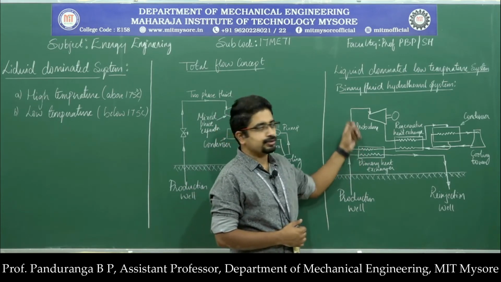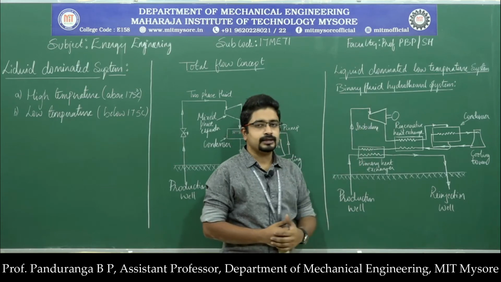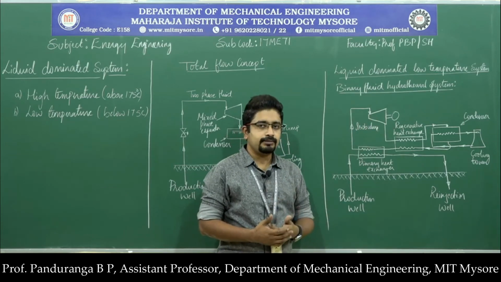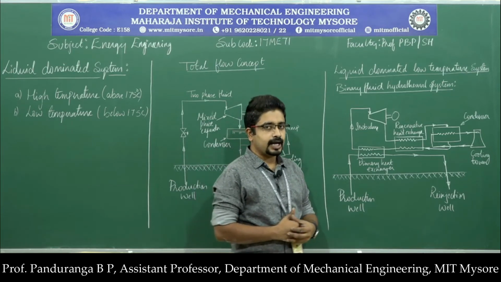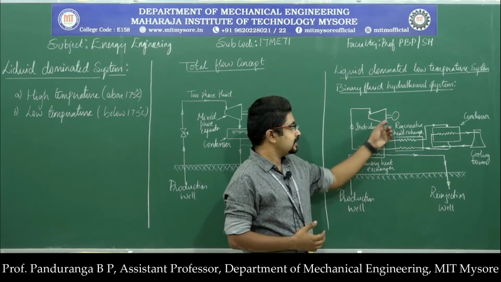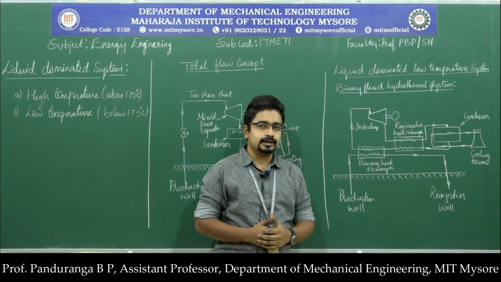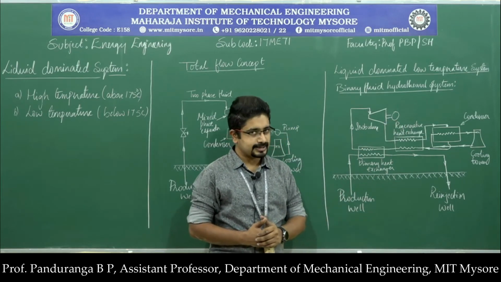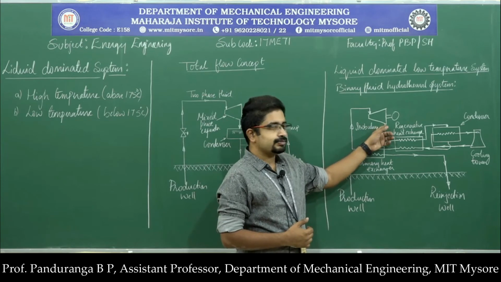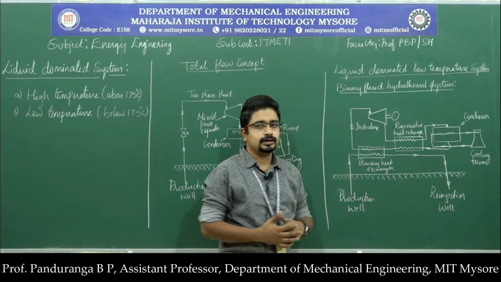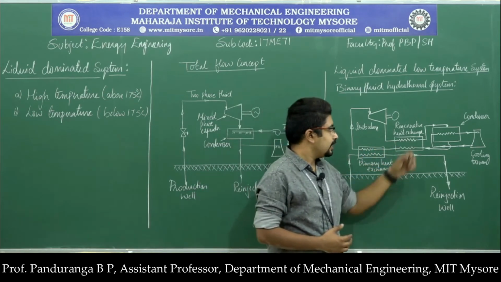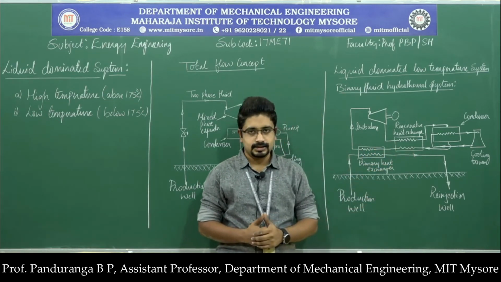That vapor isobutane will be passed through the turbine, where the energy available in the isobutane will be absorbed by the blades of the turbine and converted into mechanical energy, and that will be coupled to a generator which produces electricity. And then this spent isobutane coming out of the turbine will be passed through a regenerative heat exchanger.